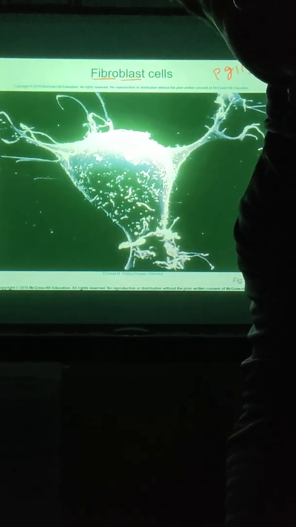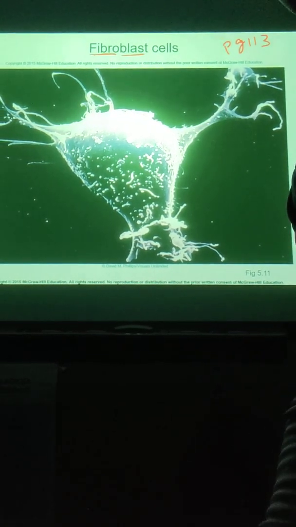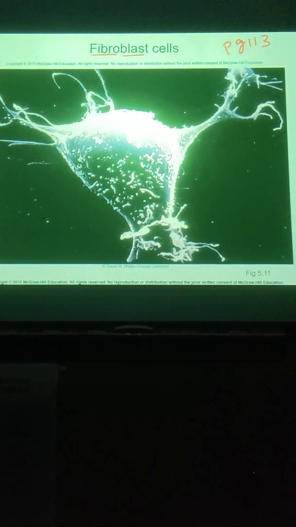The pictures are tough because of the reflection of the screen. I'm hoping the text will be better. Quick review: blast cells, fibroblasts. Remember, blast build, clasts destroy. So fibroblasts are building fibrous tissue that you see here.